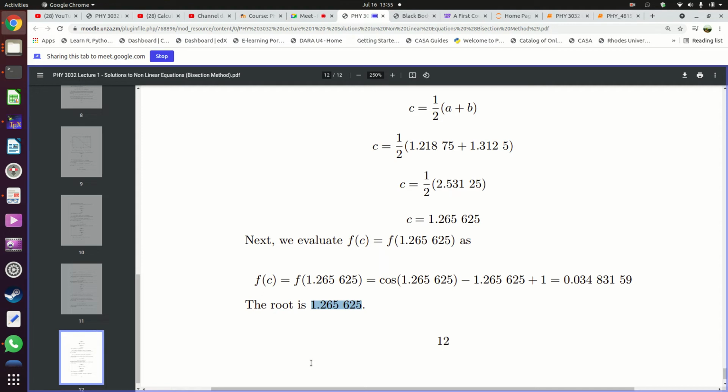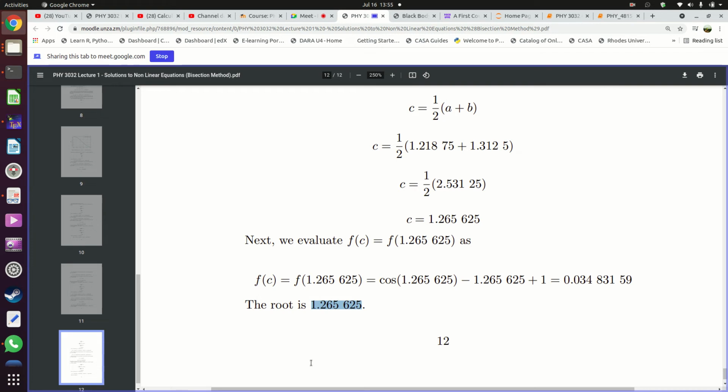So based on what you want the tolerance to be and the size of the bracket you have started with, it is always possible to make an estimate of how many times you should do a bisection method. So that is what you're going to look at next week. And also we'll introduce you to other methods, so open methods.